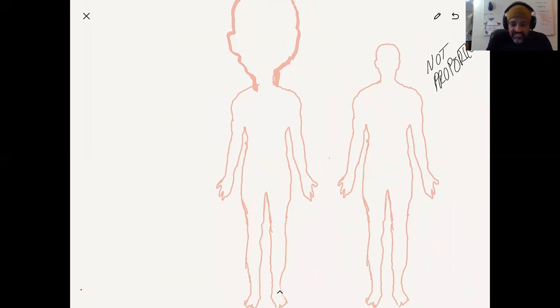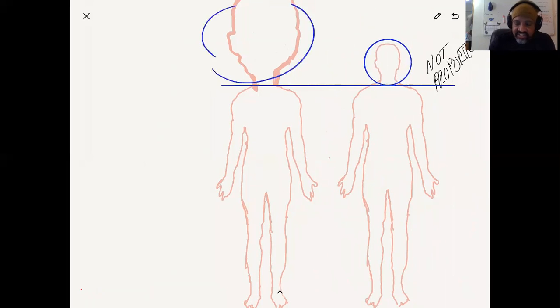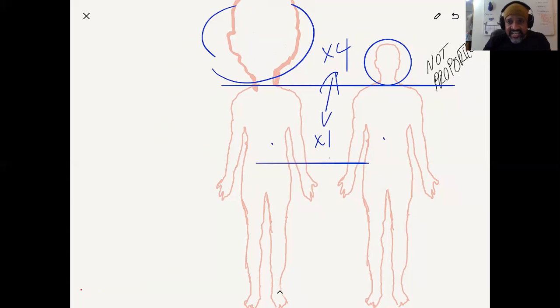Absolutely not. Even though the bodies are the same, this guy and this guy, the head sizes are completely different. In order to go from this guy to this guy, I can multiply times 1 to get the same body size, but I can't use that same factor to get this guy's head size. I'd have to multiply, it looks like, by like 4. So I'm using 2 different numbers, one for the body and one for the size of his head.